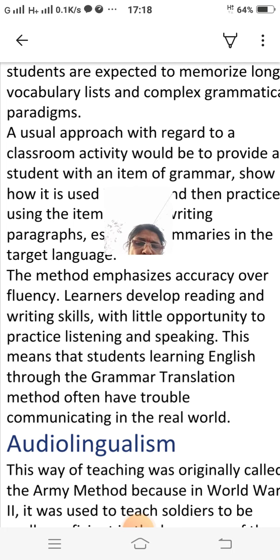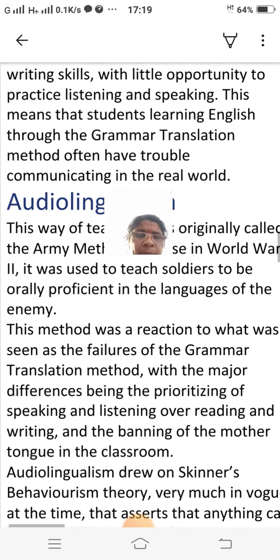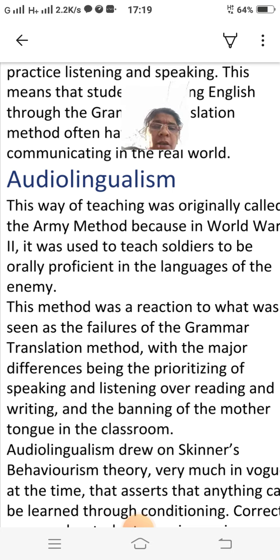Audiolingualism. This way of teaching was originally called the army method because in war it was used to teach soldiers to be orally proficient in the language of the enemy. This method was a reaction to what was seen as the failure of the grammar translation method, with the major differences being the prioritizing of speaking and listening over reading and writing, and the banning of the mother tongue in the classroom.